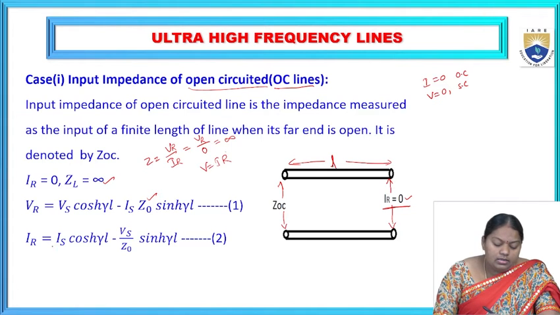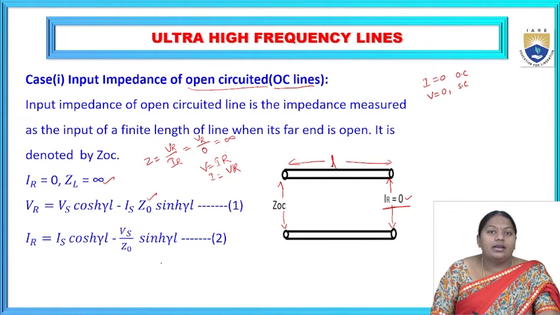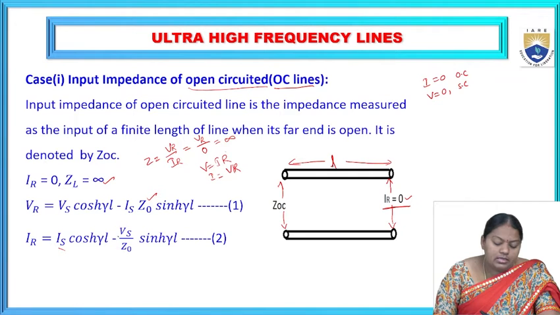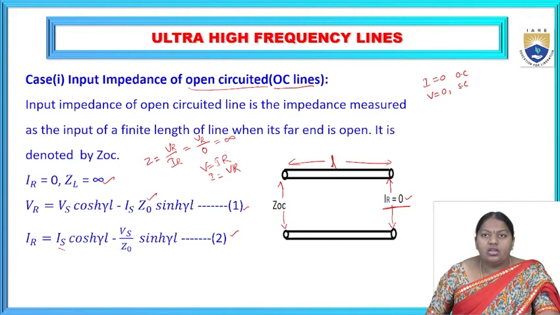Then similarly, for the current relation, IR is equal to Is into cosh gamma L minus Vs by Z naught into sinh gamma L. If you want to write the equation for I, it becomes V by R. Hence equation number 2 is related to KCL, so all the terms represent currents only. Hence IR and Is represent currents only. Now IR equals Is into cosh gamma L minus Vs by Z naught into sinh gamma L. Consider this as equation number 1, and this as number 2. The VR and IR relations are written from the transmission line equations.